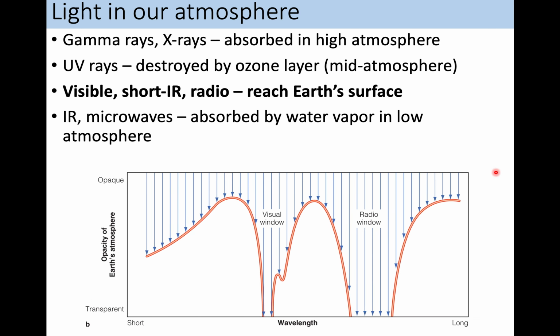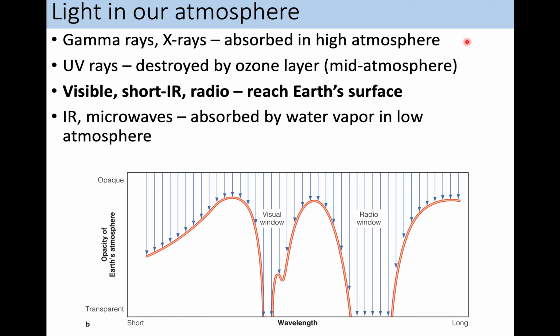So conveniently, Earth and our atmosphere has made it so that we don't have to deal with those short wavelength radiations. So gamma rays and X-rays are all absorbed in our high atmosphere. So way up at the outskirts of our atmosphere, there's reactions going on that are absorbing and removing all of the gamma rays and X-ray wavelengths before they can get anywhere close to the surface of the Earth. UV rays, so most UV rays are destroyed by our ozone layer, which is in the mid-atmosphere.